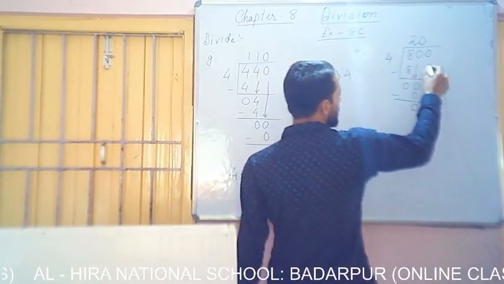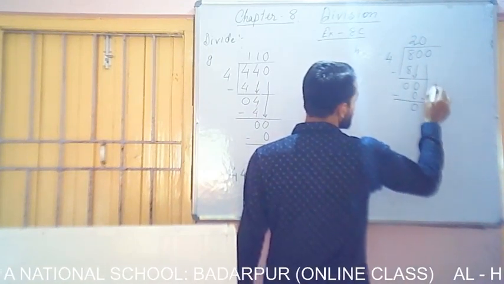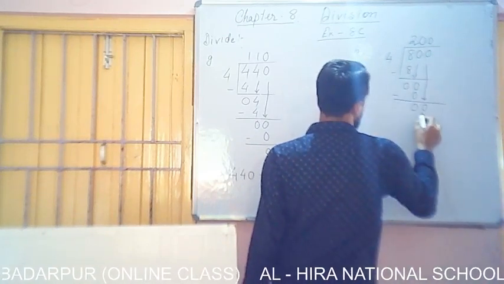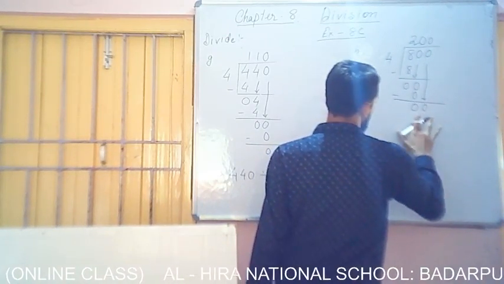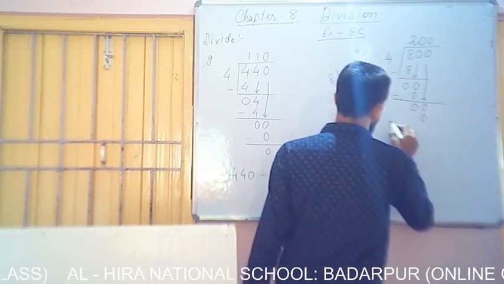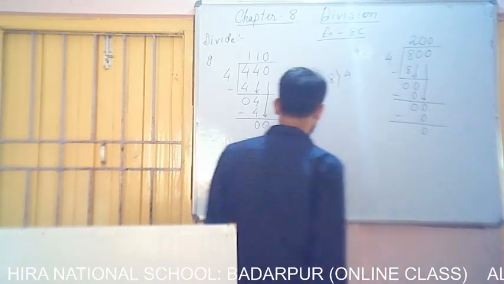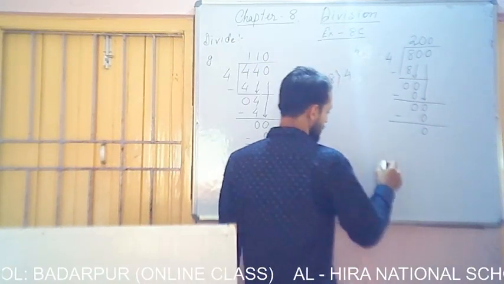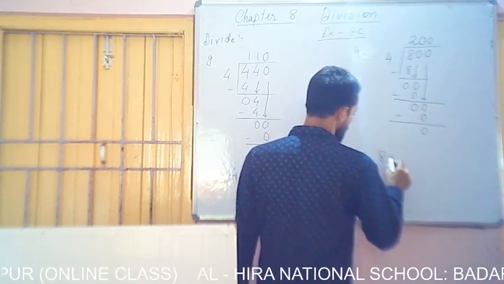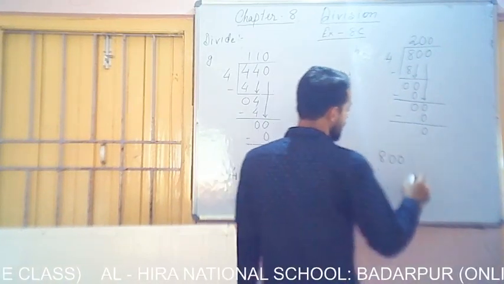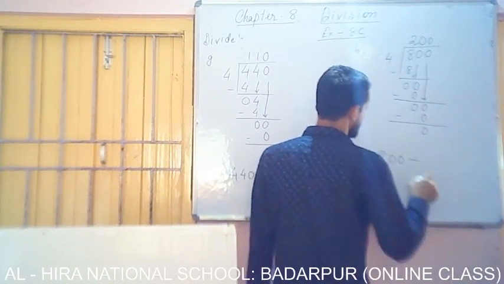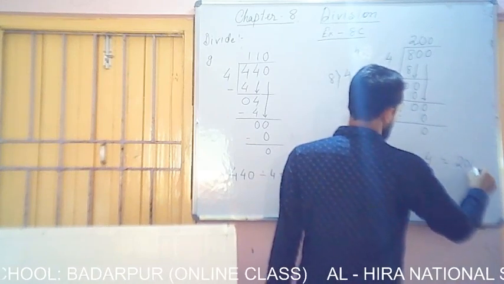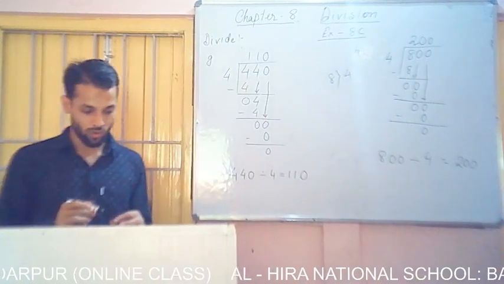Again subtract 0 minus 0 equals to what? 0. Again bring down 0 ones. Again 4 into 0 equals to what? 0. So 0 minus 0 equals to what? 0. Now we can write the dividend. So here which one is the dividend? 800. We can write therefore 800 divided by the divisor. So which number is the divisor here? 4 equals to what? 200. So the answer for this question is 200.